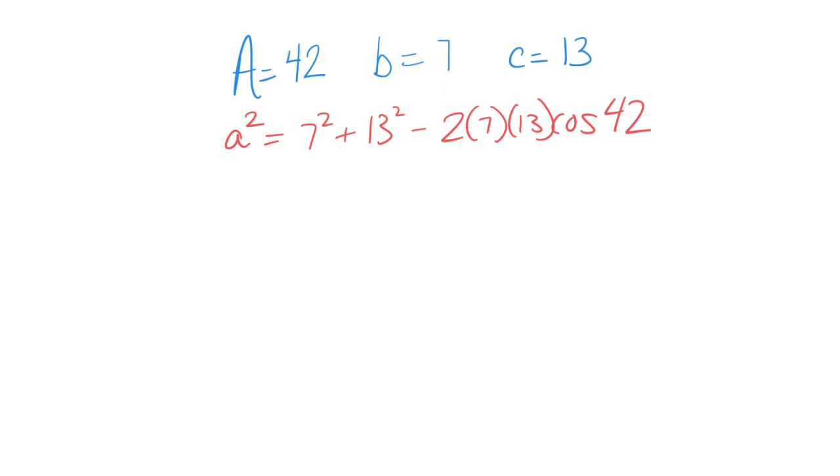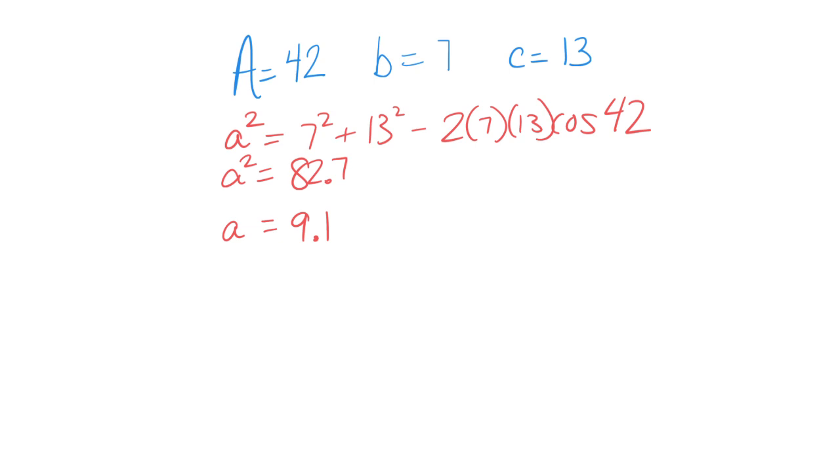Now, this is kind of the easy one to do in your calculator because you have absolutely everything you need over here. So you just go straight to your calculator and just type it in left to right. So 7 squared plus 13 squared minus 2 times 7 times 13 times cosine 42. Never taking a break. Don't press enter. Just left to right. There it is. So a squared is 82.7. And then I'm going to square root that. And I have A is a 9.1.